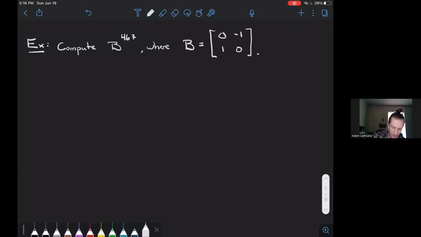Okay, so let's do it. B squared. I'm not telling you to be square. That's like being nerdy, and I would never inflict that on someone besides myself.